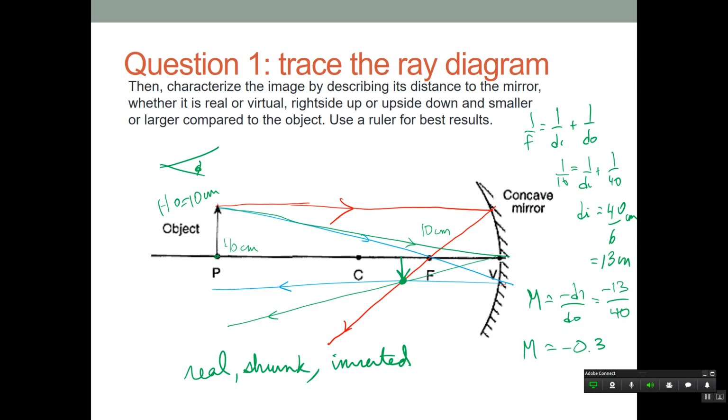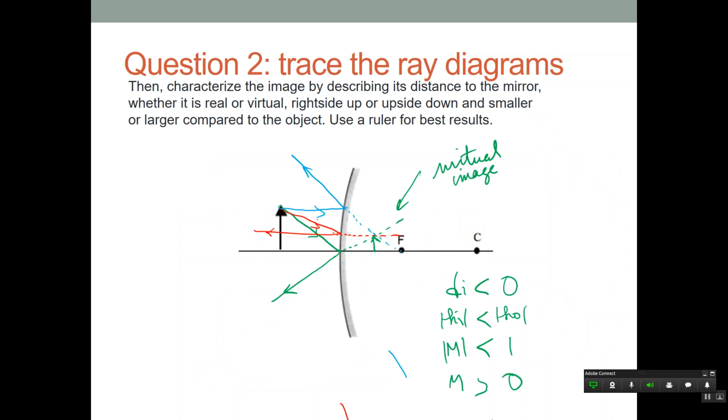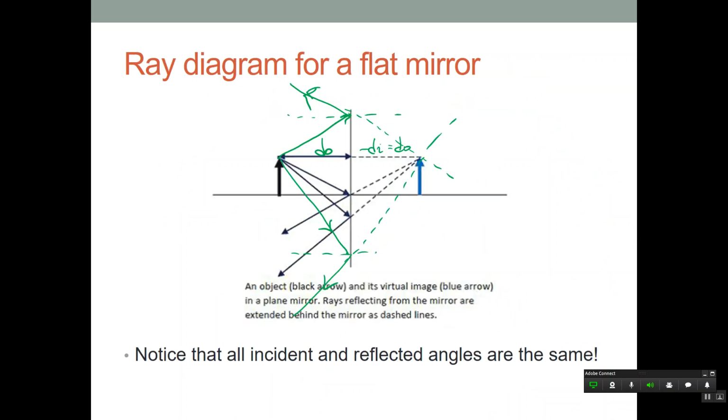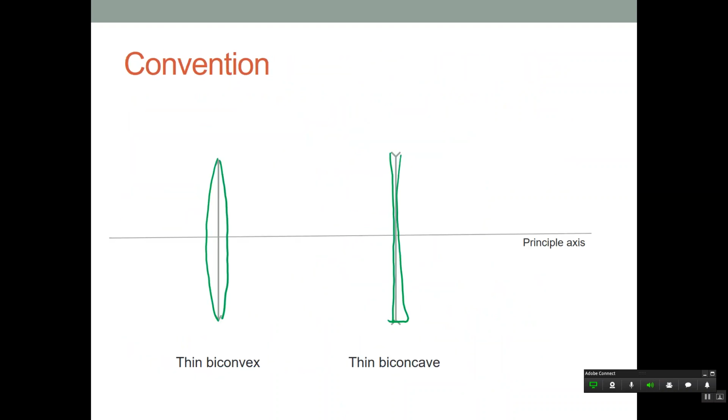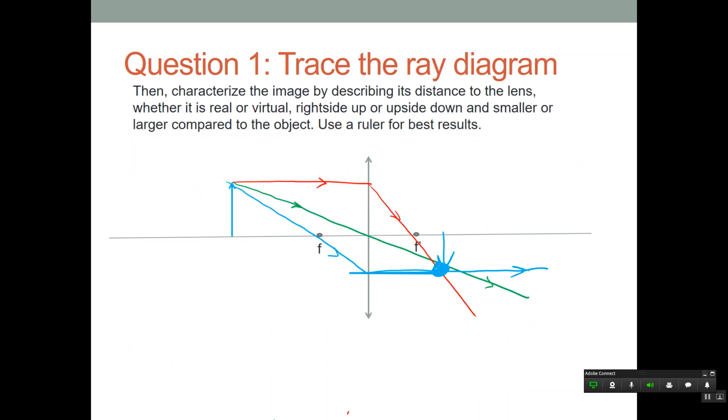Same thing for this. Again, it's a mirror, so I need to draw my observer. And my observer is going to be there. If I drew it with a lens, now we're back onto this situation, where would my observer be? On the left or on the right?